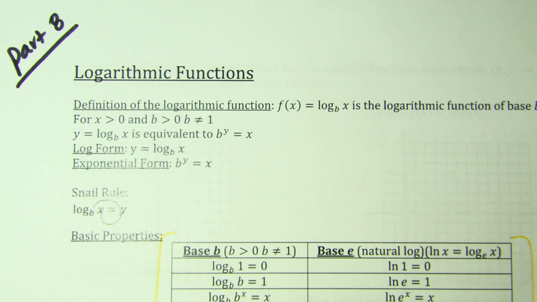All right, this is part 8 of Unit 2, and we will be looking at logarithmic functions. Now, we've talked a little bit about inverses and we talked about exponential functions. Logarithms are the inverses of exponential functions. So we're going to convert back and forth between log form and exponential form. And then we're going to get an introduction to logarithmic rules, and then we're going to look at graphing logarithms.